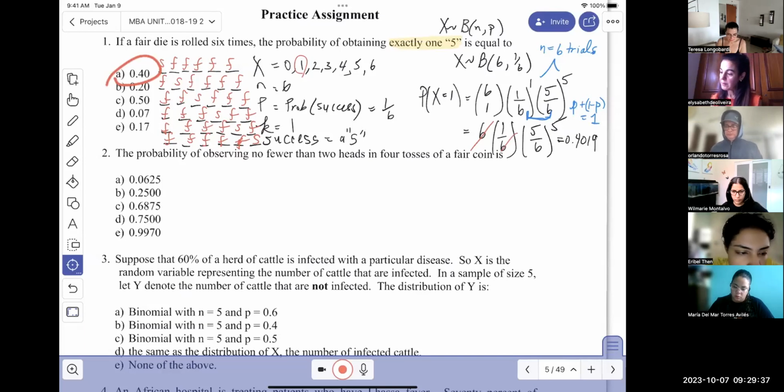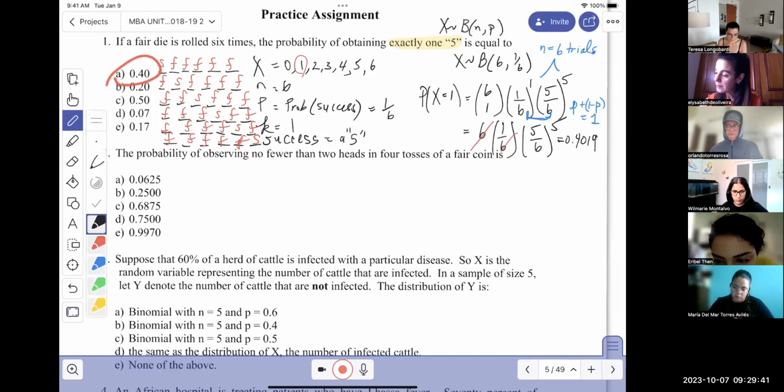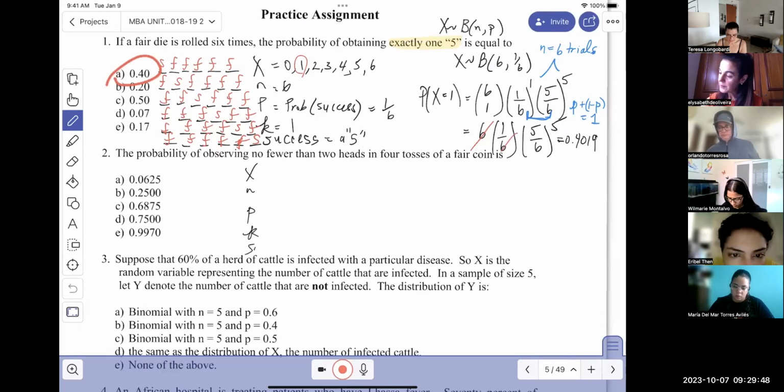So let's read the problem together like we did above and try and find X, N, P, K, and the success. If you can find those, you have a binomial.